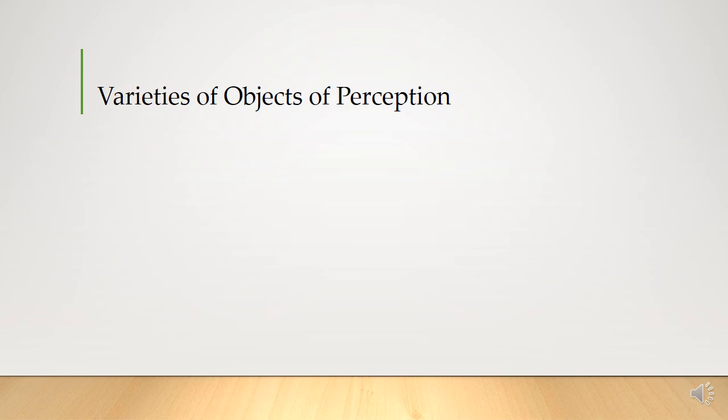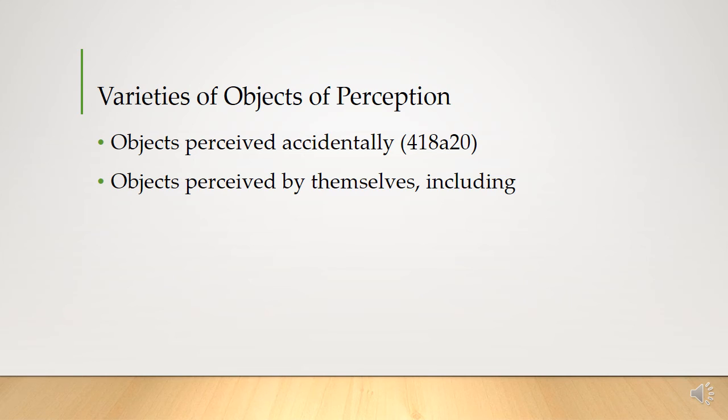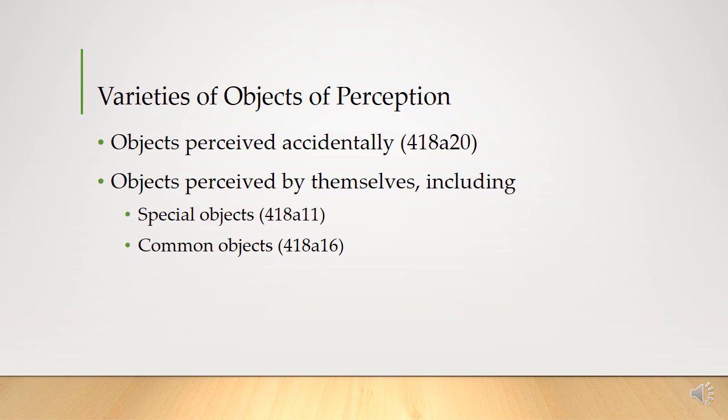The third question for Aristotle is, what are the objects perceived in perception? Aristotle draws two distinctions between different kinds of objects of perception. The first distinction is a distinction between objects perceived accidentally and objects perceived by themselves. Within objects perceived by themselves, there's a second distinction between special objects and the common objects of perception.